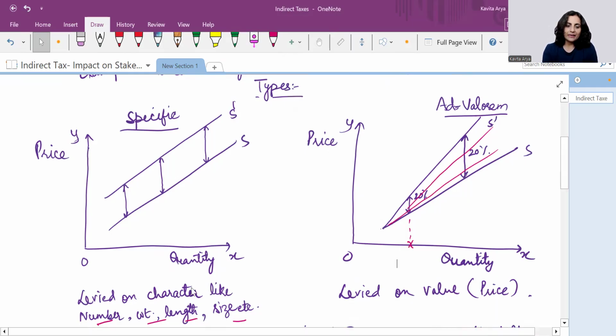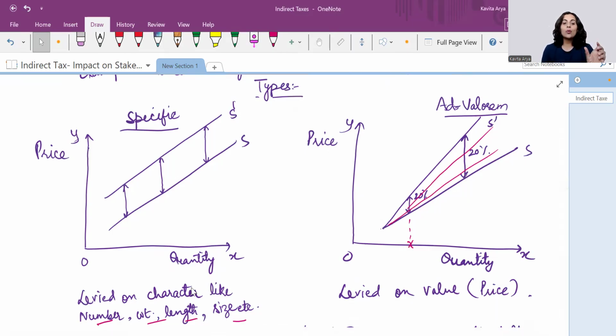Move ahead. If you talk about the car, in specific tax it is only talking about the number of cars. Like if one car is sold, say the tax is 1 lakh rupees, so if 10 cars are sold, it would be 10 lakhs. So it's a constant value. But ad valorem talks about 20%, meaning if a car worth 10 lakhs is sold, it gives one value of tax, but if it is 1 crore rupees, it will give another value of tax. I hope this is clear to you.